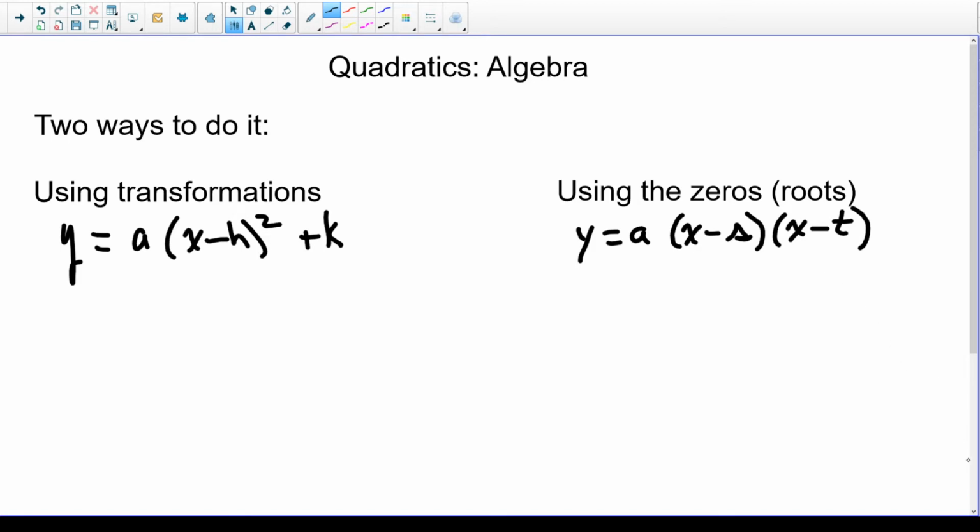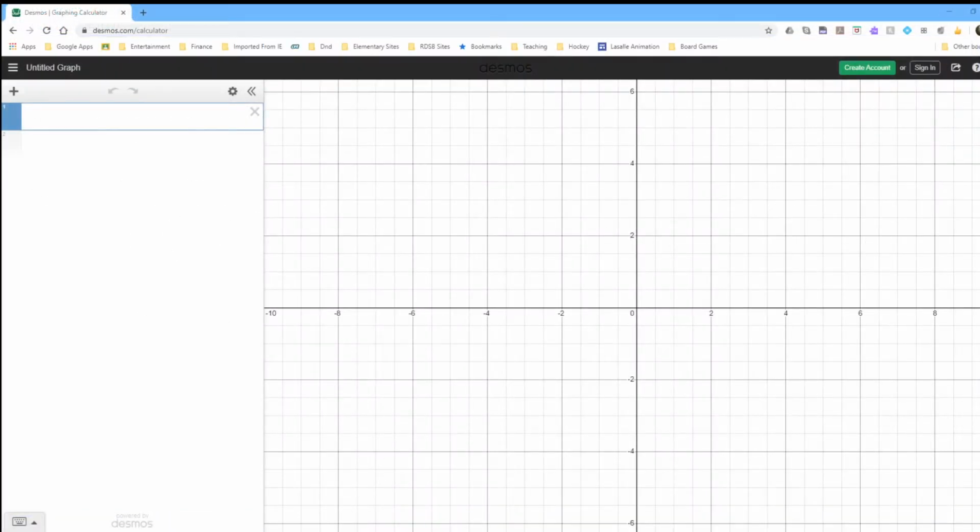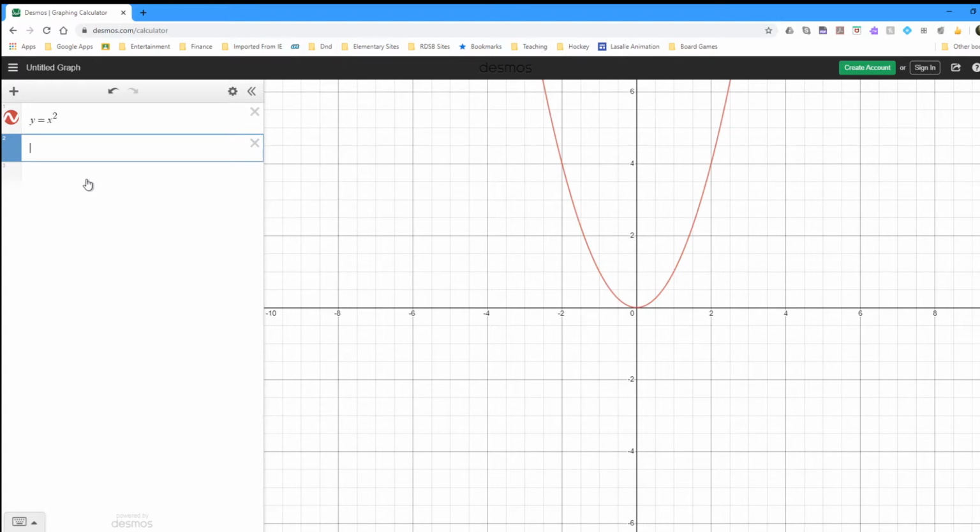Okay? So what I'd like to do at this point is to switch over to the Desmos program. What I'd like to do first is write, so we talked about the general forms of the equations, but I want to talk about the most basic form of a quadratic equation, which is y is equal to x to the power of 2. Okay, so I typed in y is equal to x to the power of 2.